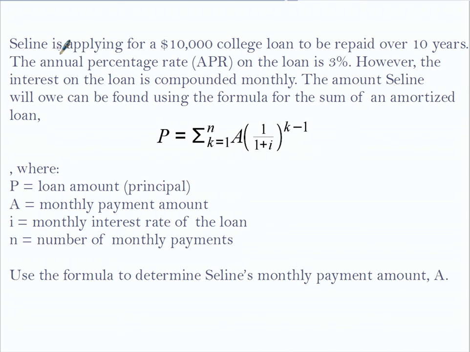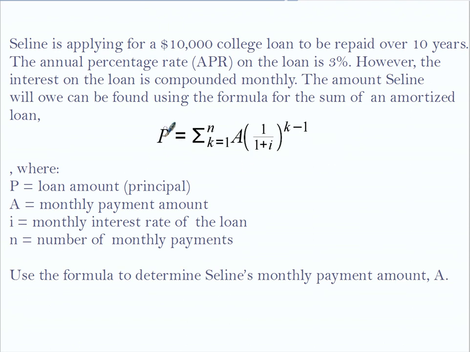So let's say that Celine is applying for a $10,000 college loan to be repaid over 10 years. Her APR, which is annual percentage rate, on the loan is 3%. However, the interest on the loan is compounded monthly. That means that she pays interest every month. So we're going to take that 3% and divide it by 12 to find her monthly percent. The amount Celine will owe can be found using this formula for the sum of a loan.